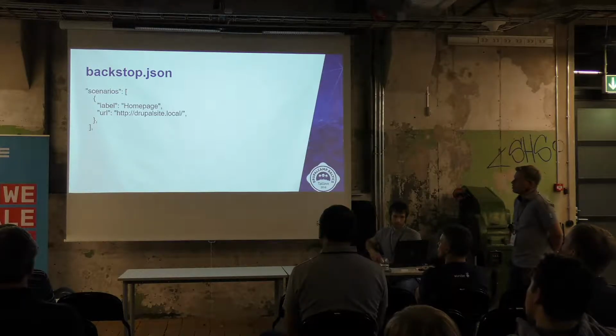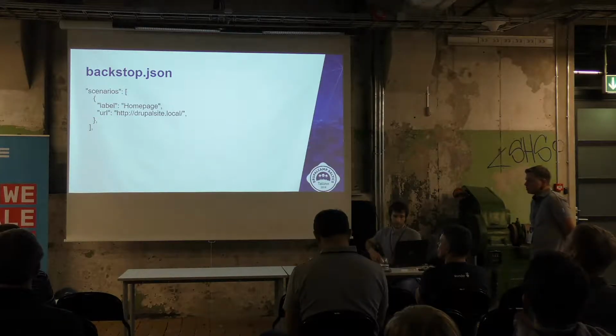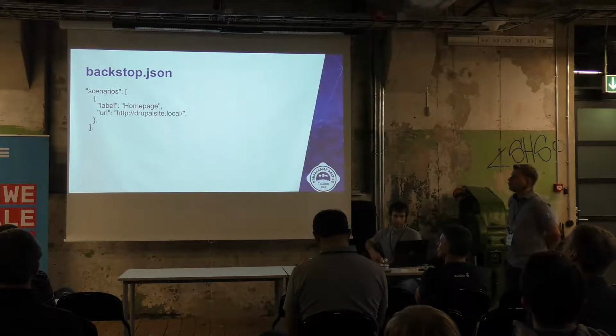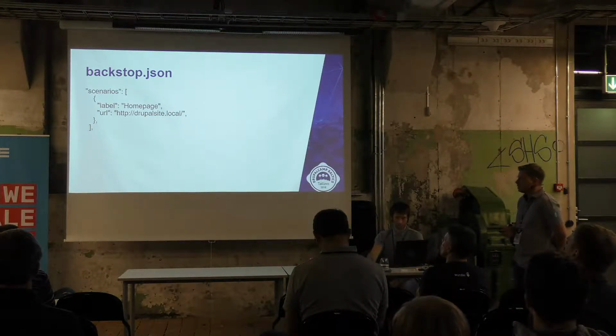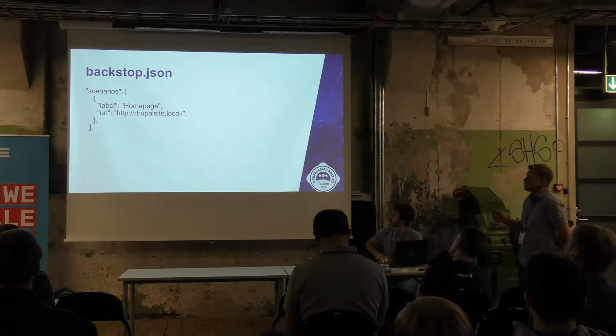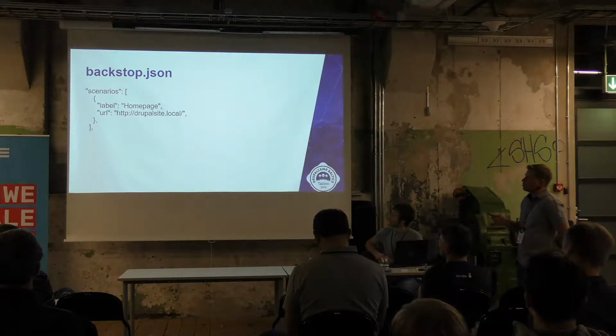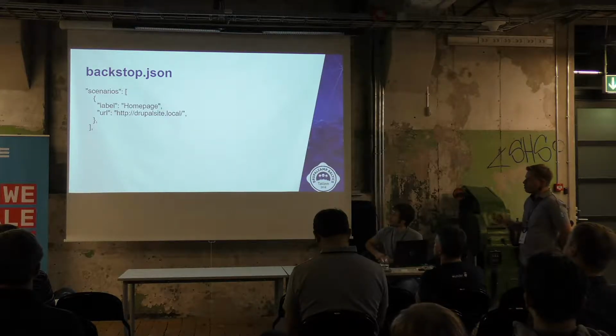The next thing are these scenarios. In each scenario, there's a different URL. So for each scenario, Backstop then makes one screenshot of your page. So in your minimal configuration, you don't need to specify anything more than the label and the URL to visit. And for this scenario, Backstop would then visit your Drupal site .local environment and make this kind of bitmap screenshot out of that.